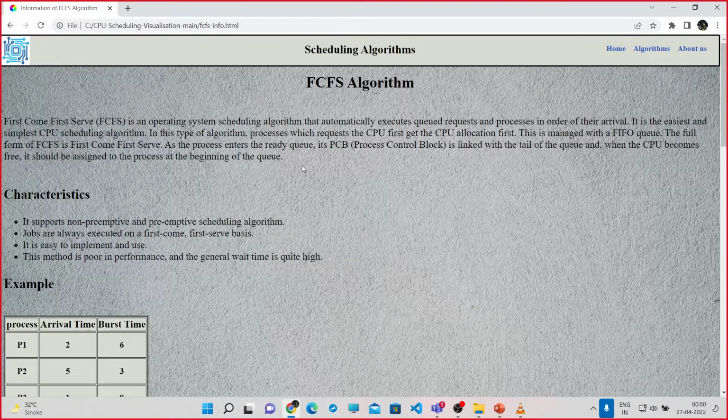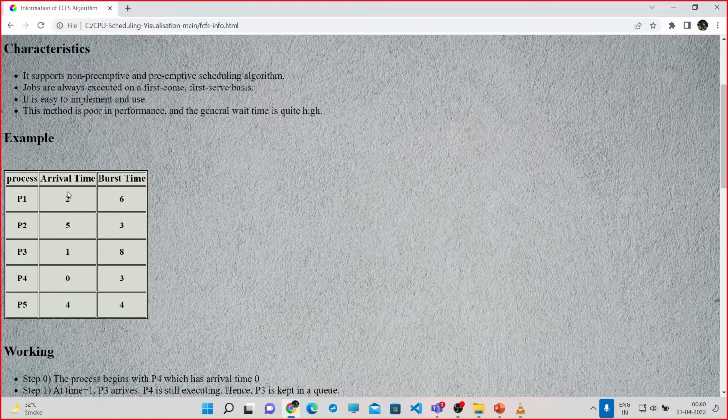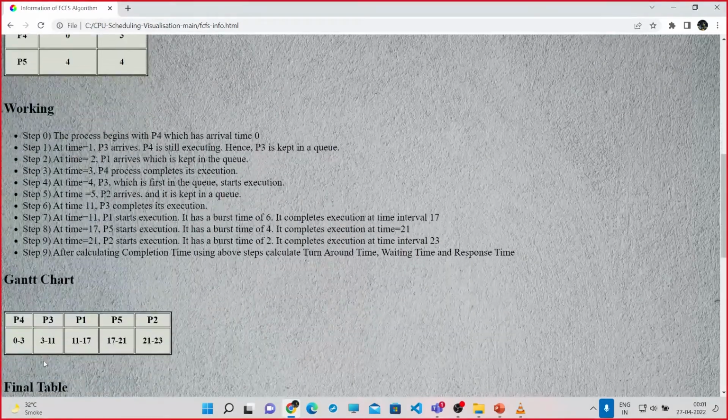Let's see an example. If a process P1 arrives at 2 seconds and burst time is 6, it will take 6 seconds to complete P1. If a process P2 arrives at 5, it will take 3 seconds to complete P2. If a process P3 arrives at 1 second, it will take 8 seconds to complete. If process P4 arrives at 0 seconds, its burst time is 3 seconds. If process P5 arrives at 4 seconds, its burst time is 4 seconds. So the Gantt chart of the above example will be like this.